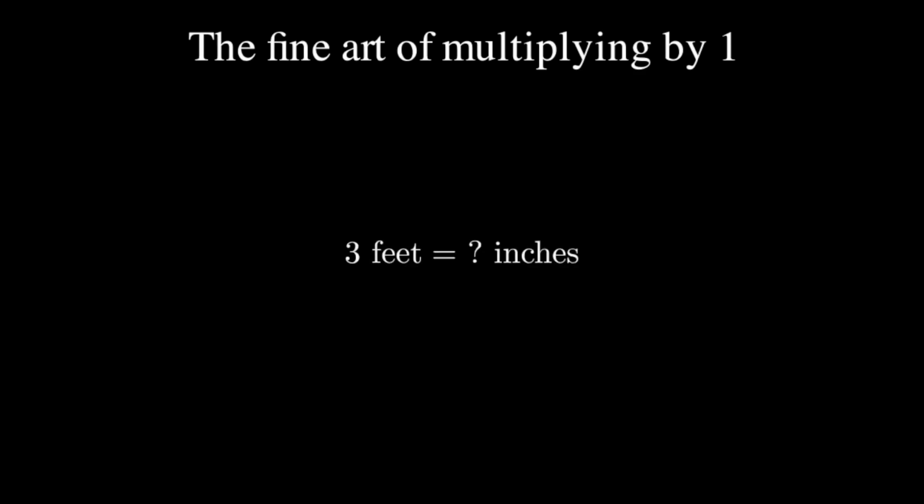Suppose I want to know how many inches are in 3 feet. We start by multiplying 3 feet by 1, since we know that multiplying by 1 doesn't change what 3 feet represents. Now let's rewrite that 1 in a more helpful way. We want to cancel out the feet in 3 feet, so we're going to write 1 so that there are units of feet in the denominator, and then we'll put the equivalent value in the numerator, which is 12 inches.